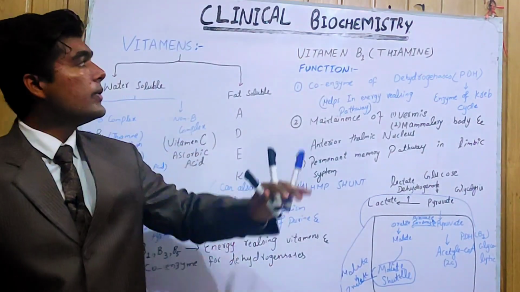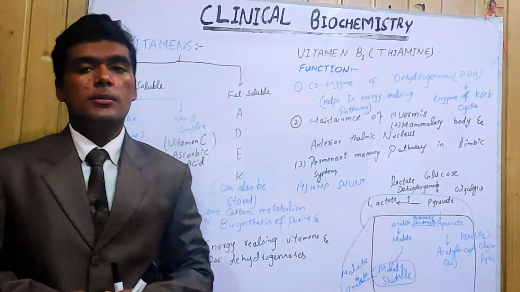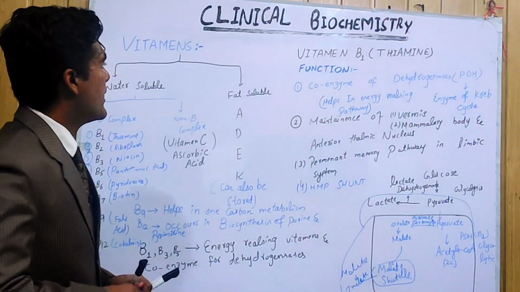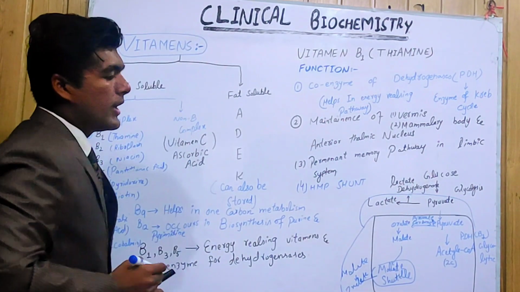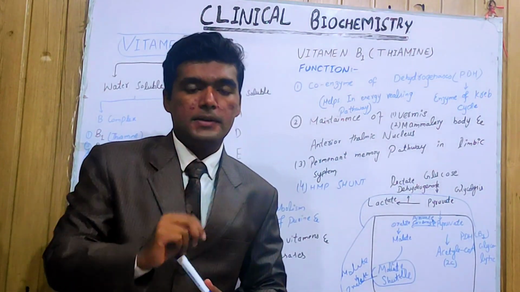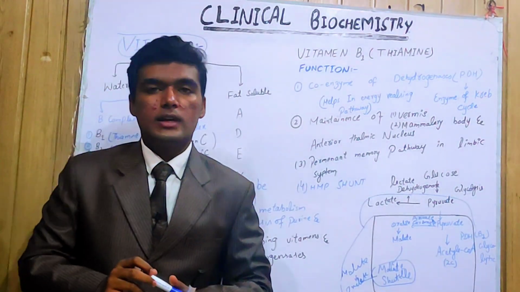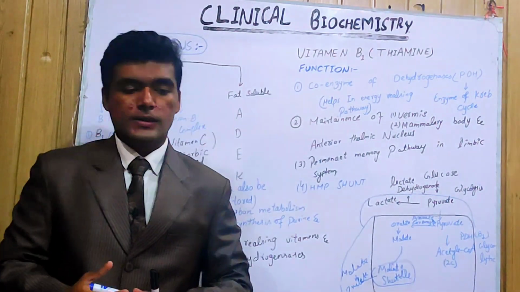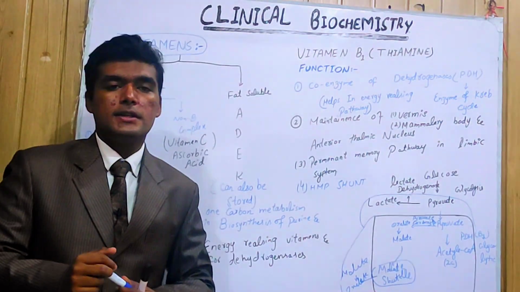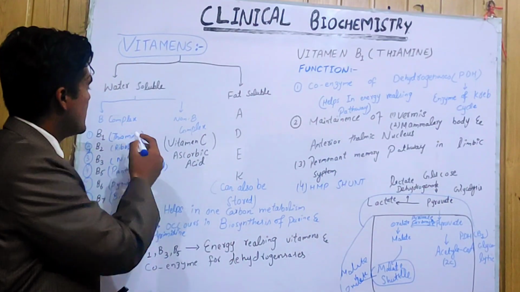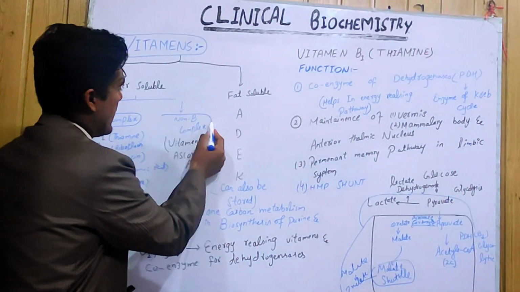Greetings everyone, and today we are going to start our second lecture of clinical biochemistry, which is about vitamins. Vitamins are organic substances having two classifications: water soluble vitamins and fat soluble vitamins. Water soluble vitamins are further divided into two classifications, either B complex containing or non B complex vitamins.